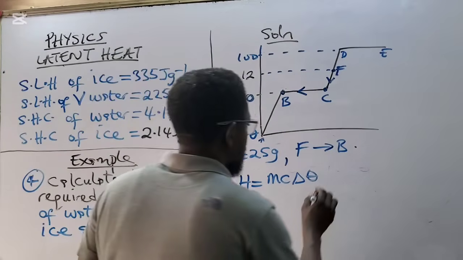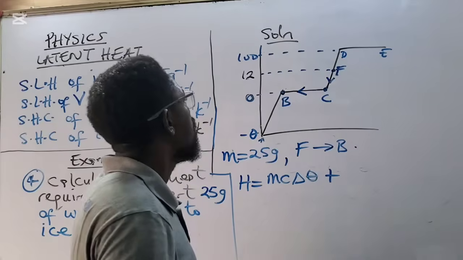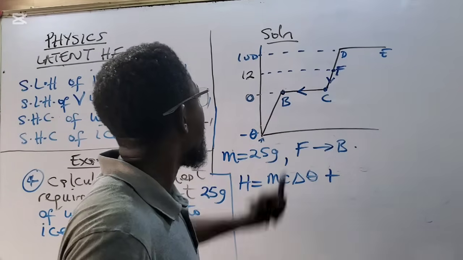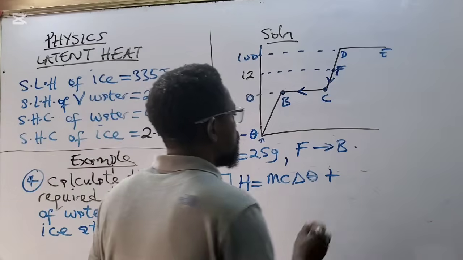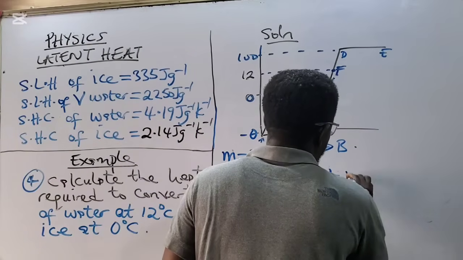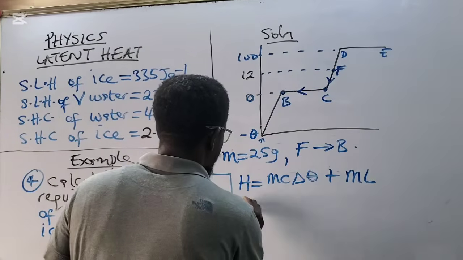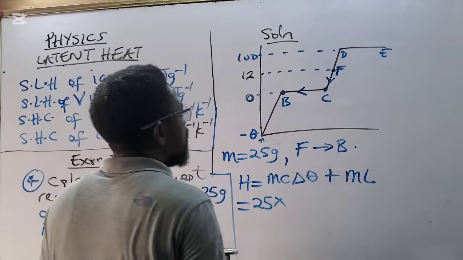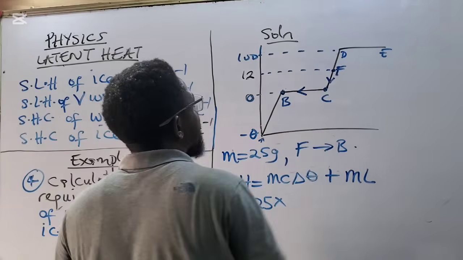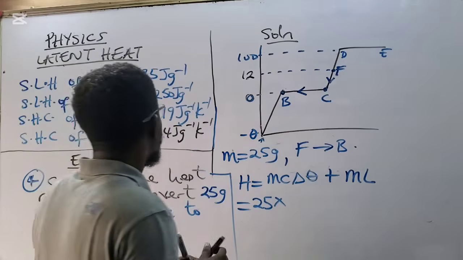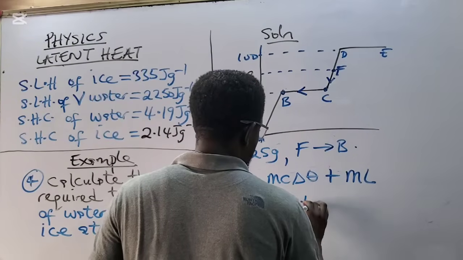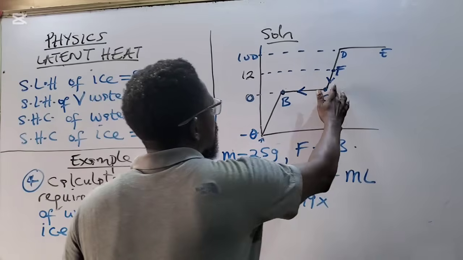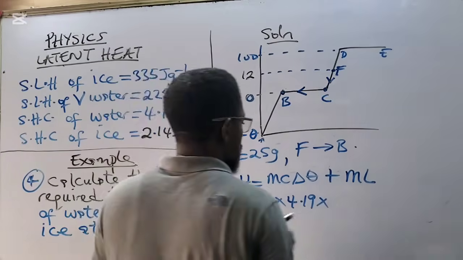And after that, we convert the water from 0 degrees C to ice at the same temperature. There's no change in temperature here. So I'm going to have ML. The mass of ice is 25. Here we are going to have the specific heat capacity of water. It is given as 4.19. Then the change in temperature will be 12 minus 0. Change in temperature is 12.